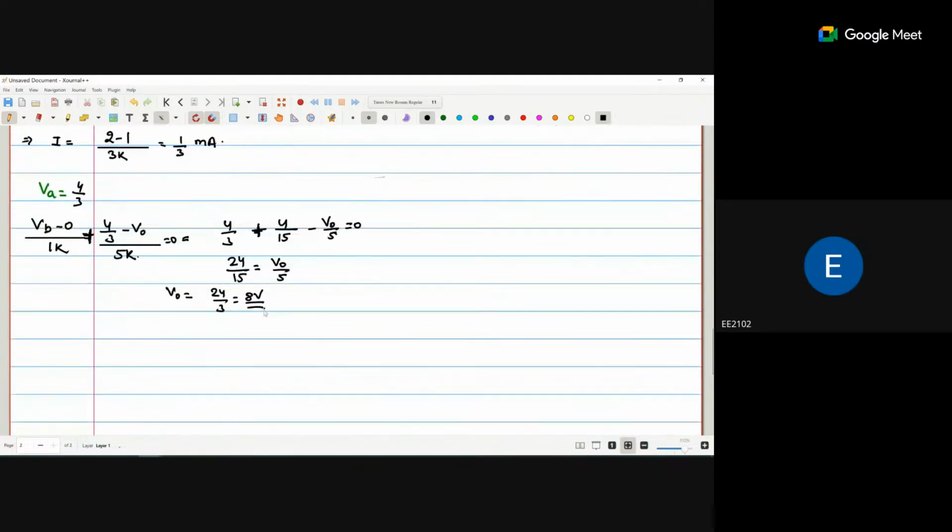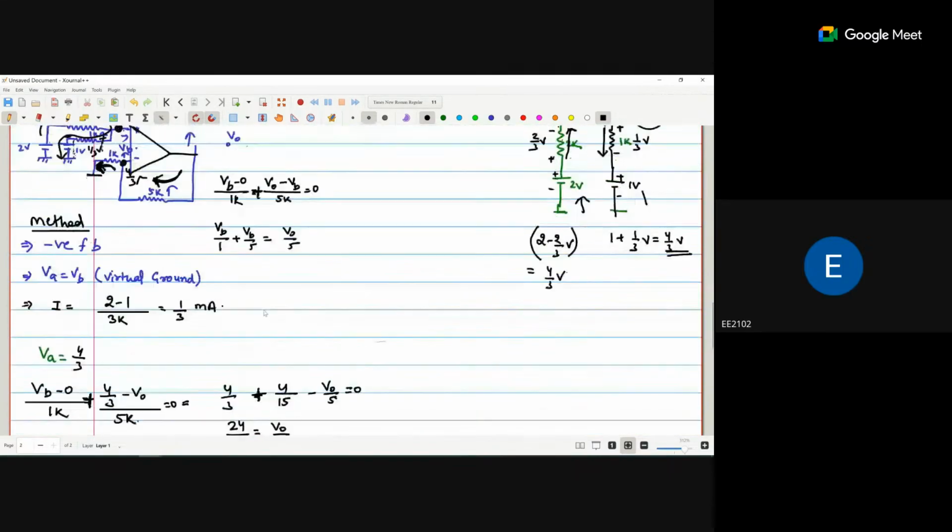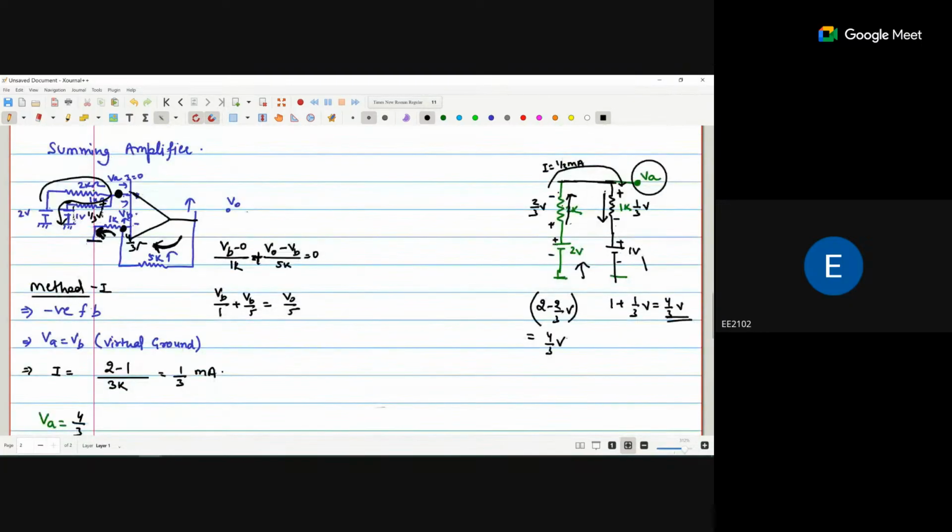Clear? Any doubt? This is method one. We can solve with the other method also. I am taking this circuit again. You know the superposition theorem? What does the superposition theorem say?